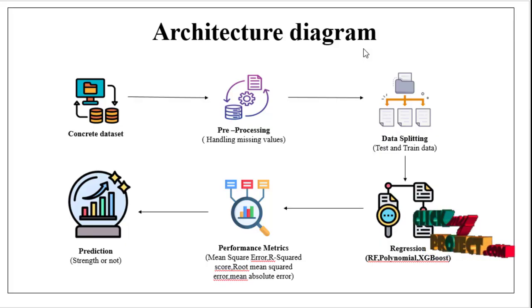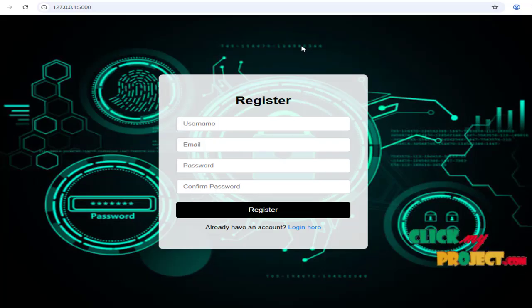I used three models: random forest, polynomial regression, and XGBoost, and then carried out the performance metrics. I calculate mean square error, R square score, root mean square error, and mean absolute error, and finally the strength is predicted. Now see the demo of our project.